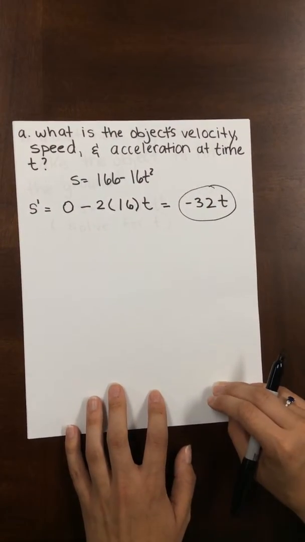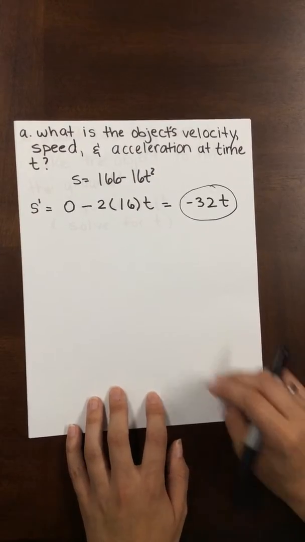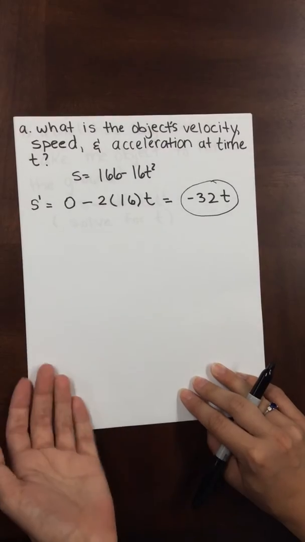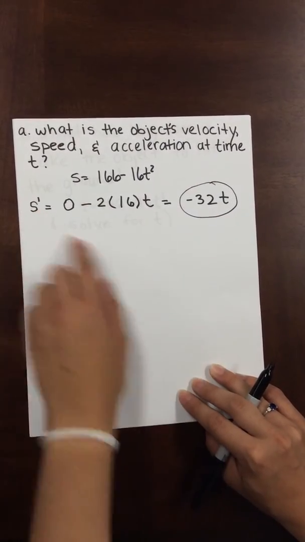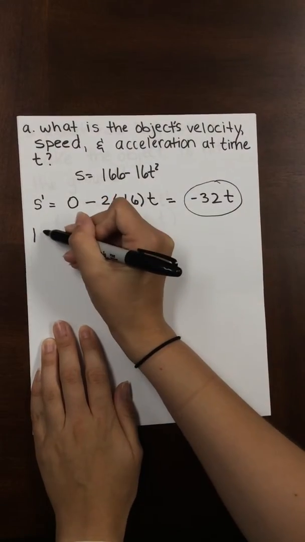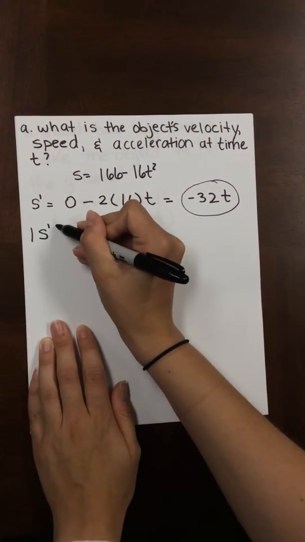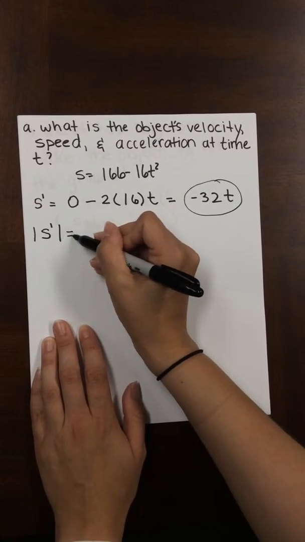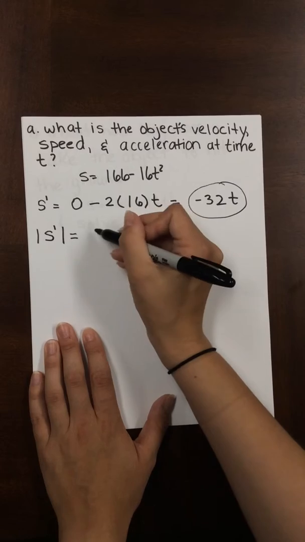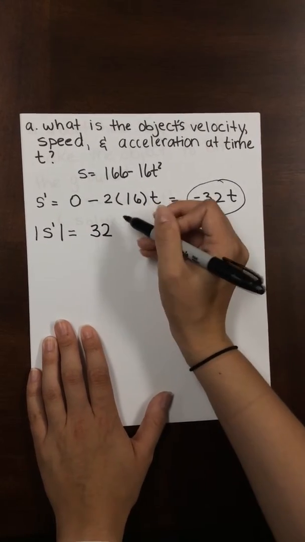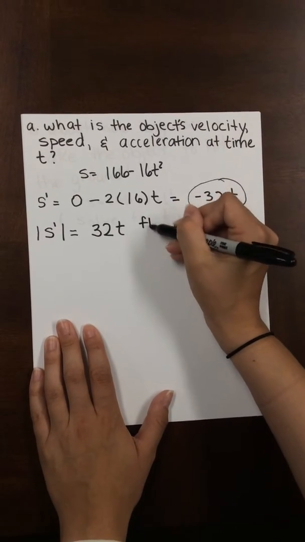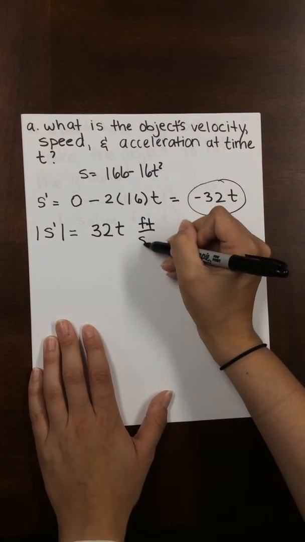Part 2 wants us to find the object's speed at time t. And for speed, we look at our velocity, which is s prime, and we just take the absolute value of that. So we're finding the absolute value of s prime, and the absolute value of negative 32t must be positive. So we get 32t, and we want to label that in feet per second for speed.